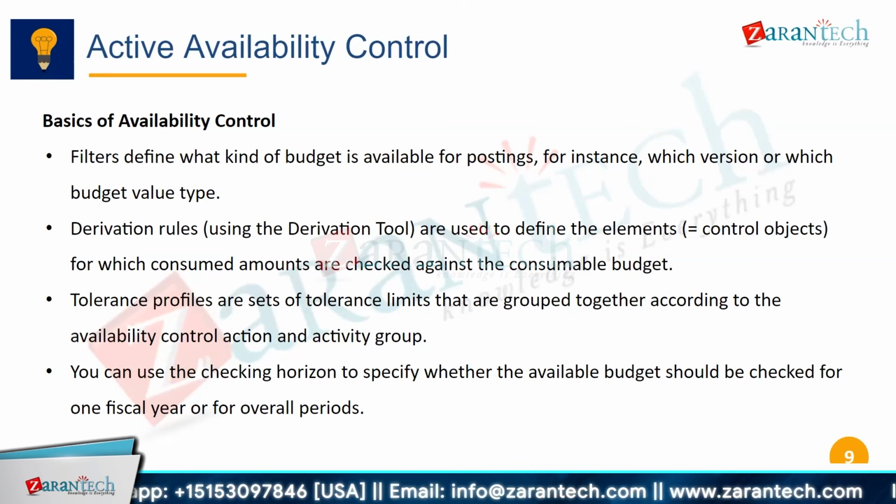You can use the checking horizon to specify whether the available budget should be checked for one fiscal year or for overall periods. So the checking horizon is also available, whether the available budget should be checked period by period or for the fiscal year. In case you want to check period by period, you have to budget period by period, and if that is exceeded, then it will stop.